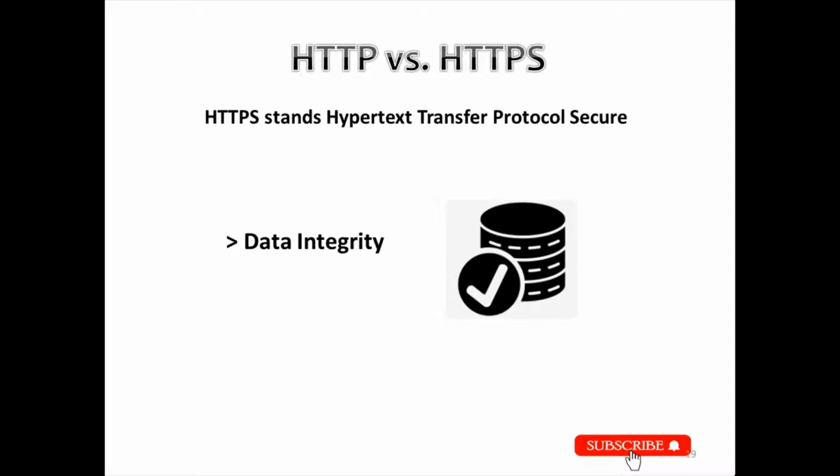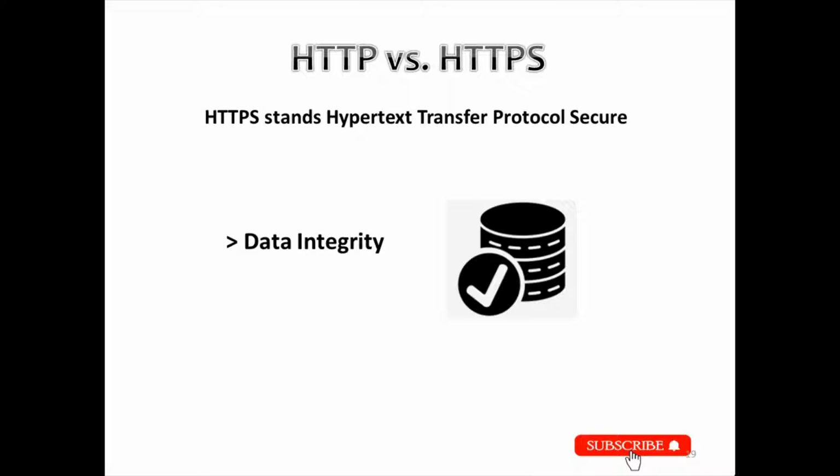Next, we have data integrity. In HTTPS, data integrity is a major part. So HTTPS also ensures data integrity. This means that the data received by the user's browser is exactly the same as what the web server sent. If the data were tampered with during the transmission, the browser would detect it and the user would be alerted to the potential security breach.